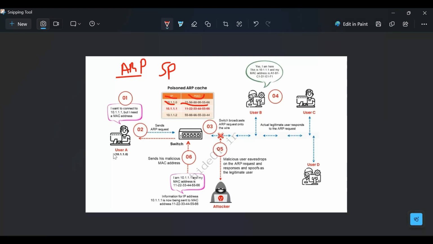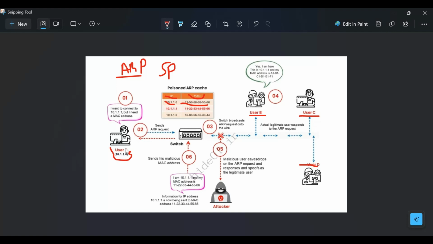So every device, including the device you are using to watch this tutorial, has an IP address, because devices over the internet communicate using IP addresses. You can see in this case here, this is a network. We have user A, user B, user C, and user D here. User A has information for user B, and he doesn't want user C and user D to see that information.